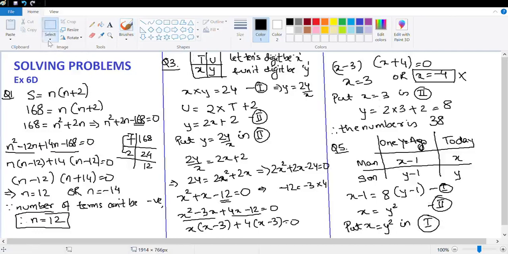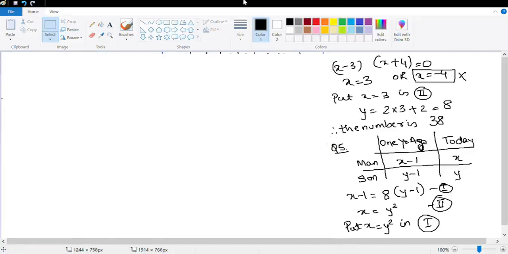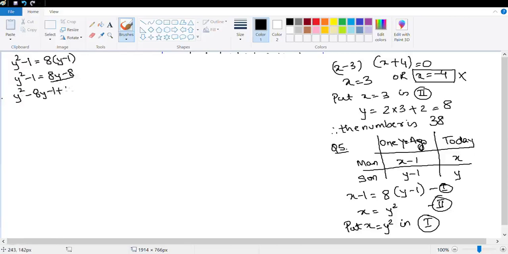So let me erase this for now. Perfect. So let's move on. So if I put x is equal to y square, I get y square minus 1 is equal to 8 times y minus 1. Perfect. So let's open this. Y square minus 1 is equal to 8y minus 8. Let's take both these terms on the other side. So y square minus 8y minus 1 plus 8 is equal to 0. Y square minus 8y plus 7 is equal to 0.